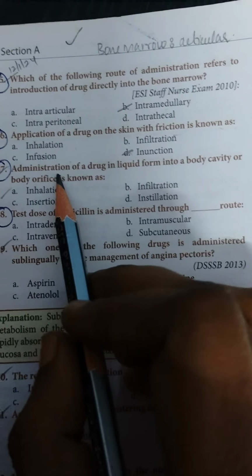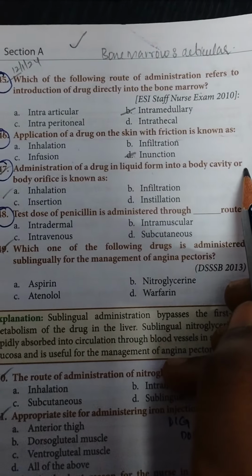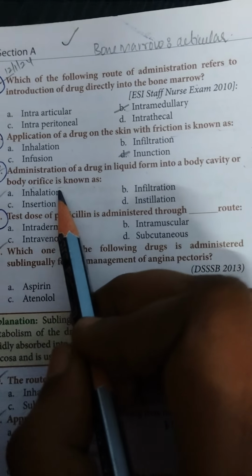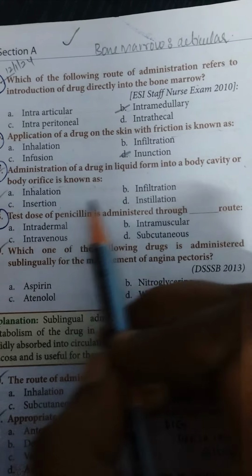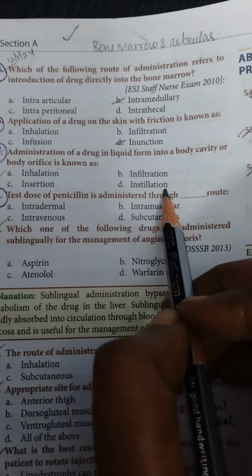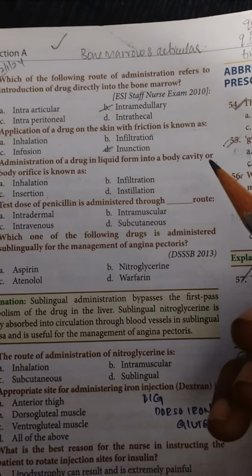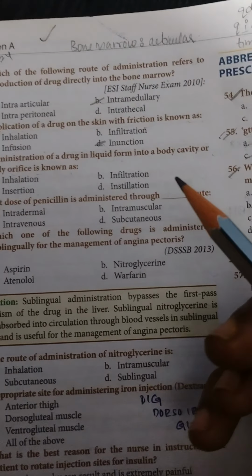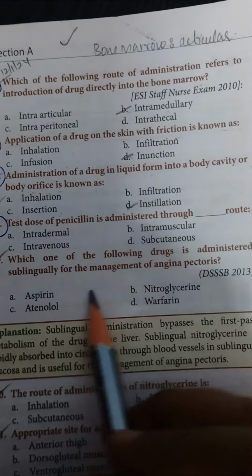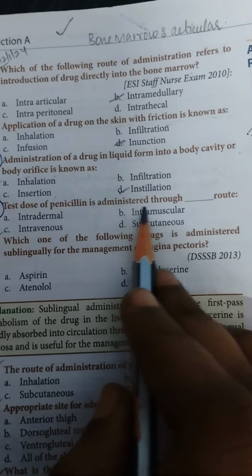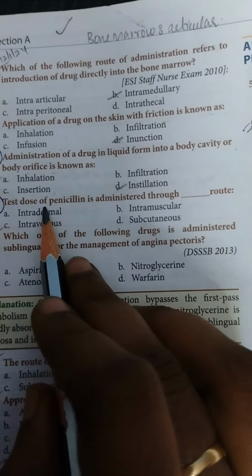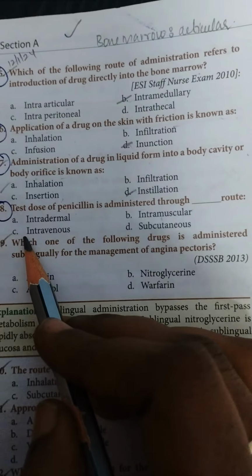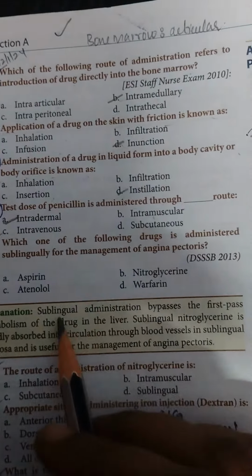Then, administration of drug in liquid form into a body cavity or body orifice is known as: inhalation, insertion, infiltration, instillation. The answer is instillation. Then, test dose of penicillin is administered through which route? Intradermal, intramuscular, intravenous, subcutaneous. Intradermal.